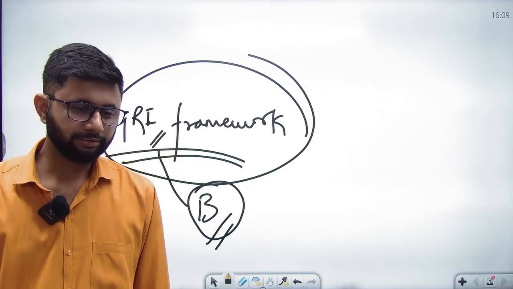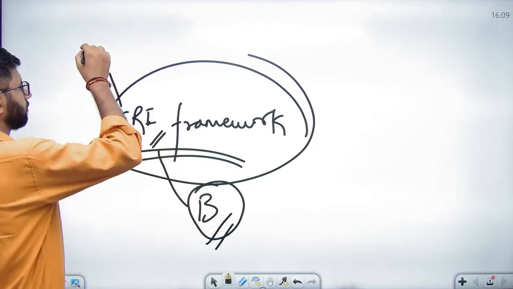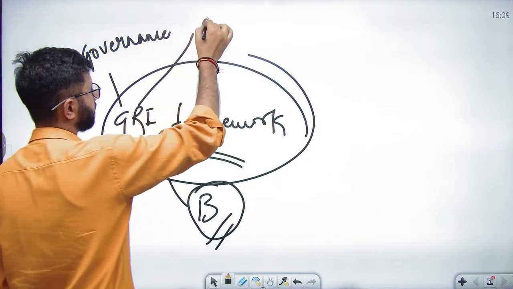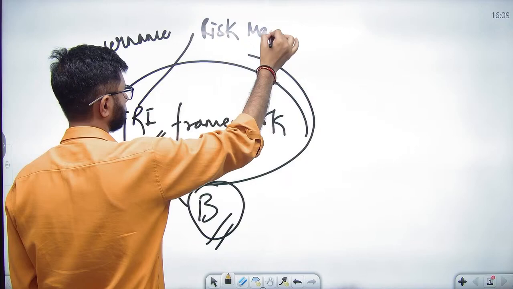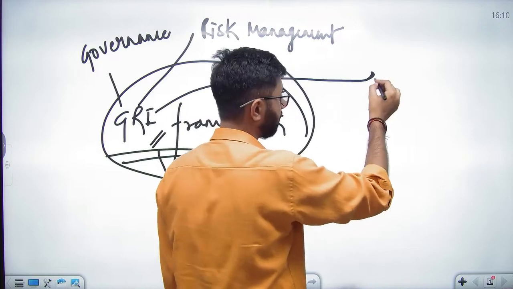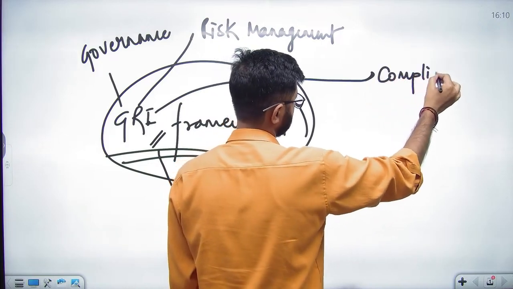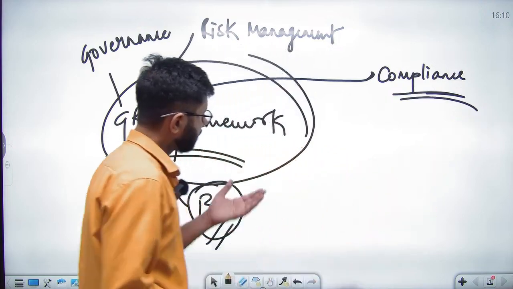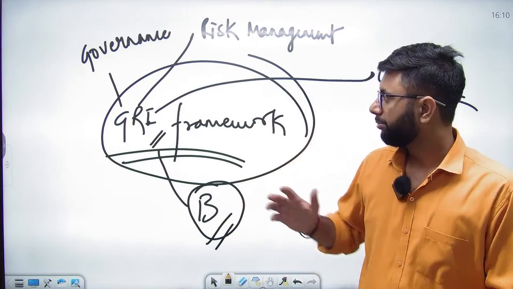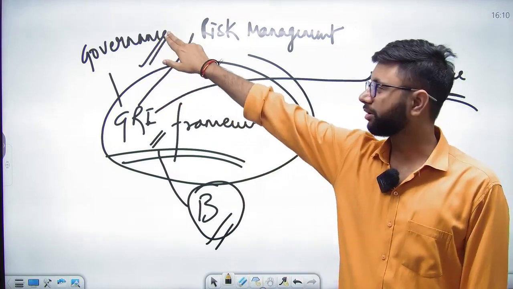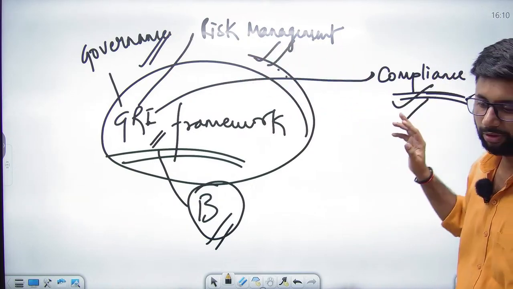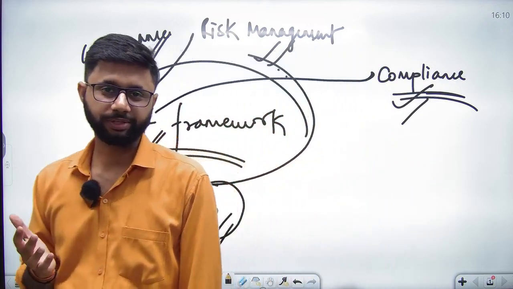So basically, G stands for governance, R stands for risk management, and C stands for compliance. So the GRC framework is all about how we can make sure that our governance is going on effectively, our risk management is going on effectively, as well as our compliance is going on effectively. So these are the core aspects of the GRC framework.